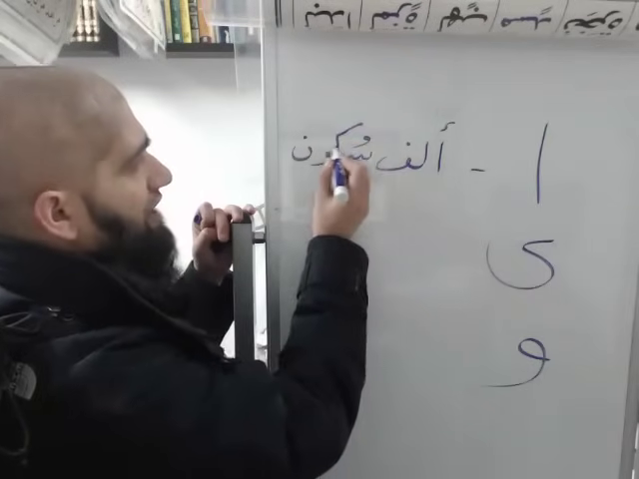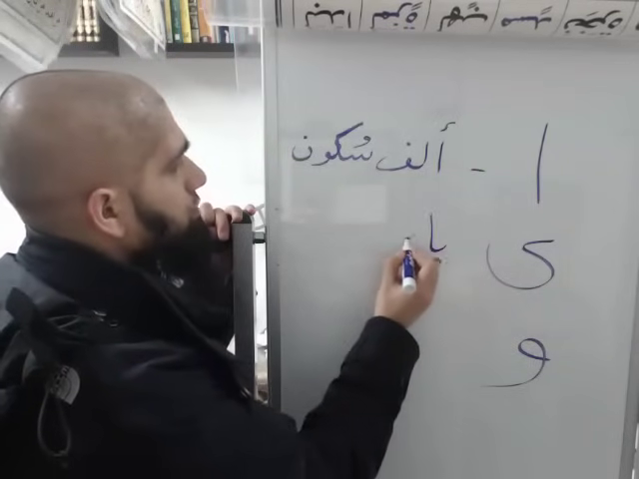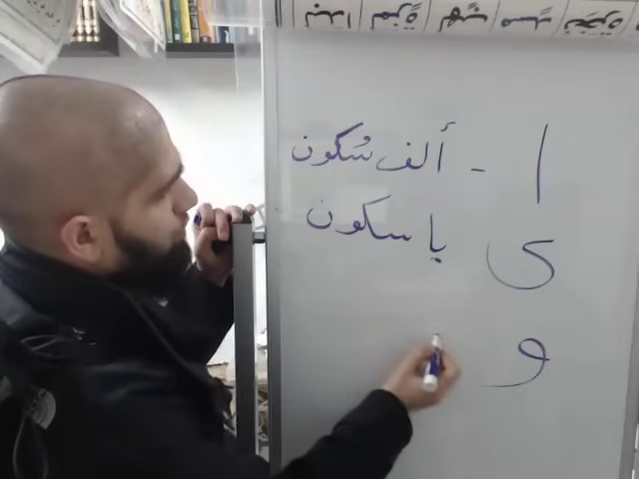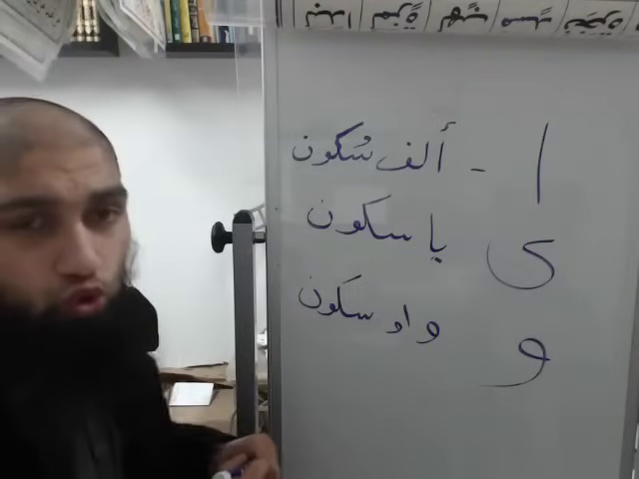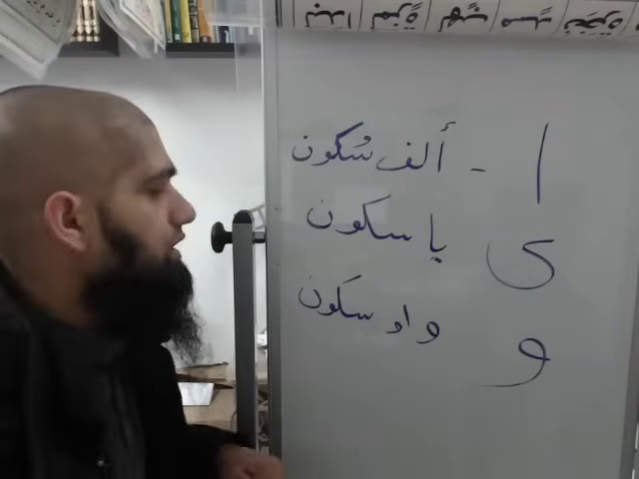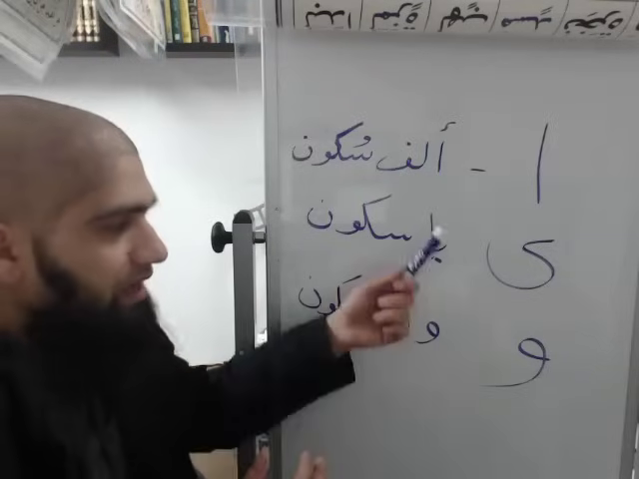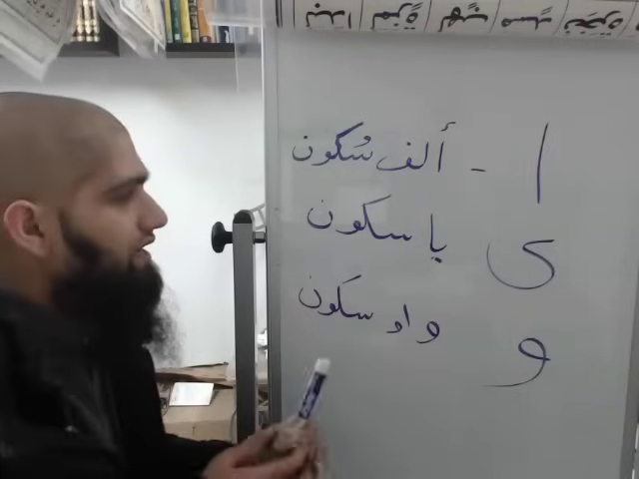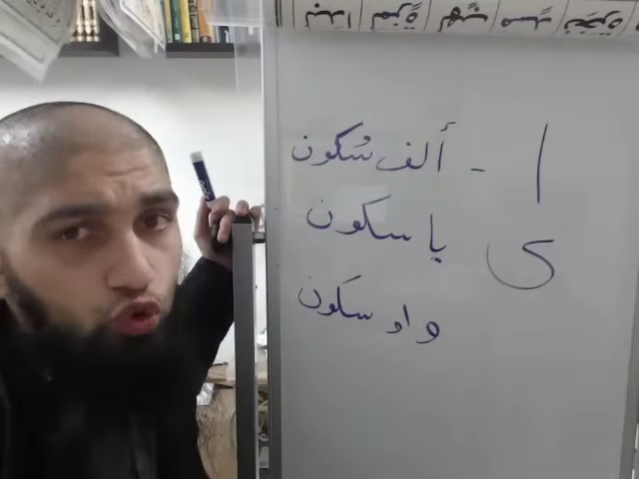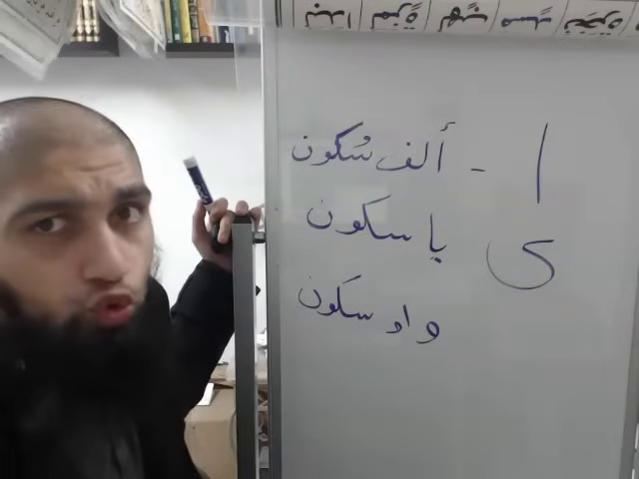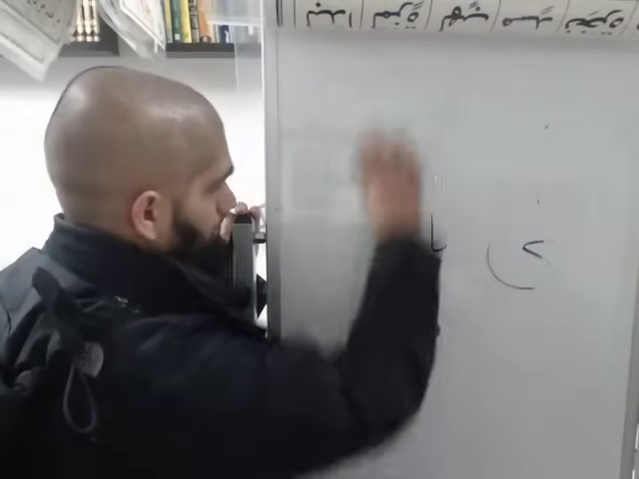Waw sukoon. Ya sukoon. Waw sukoon. So remember the word sukoon. Sukoon means resting, right? Because there is no moving sound on these alif, waw, ya. They are resting letters. Okay? Alif sukoon. Everybody say it with me. Alif sukoon. Ya sukoon. Waw sukoon. That's it.